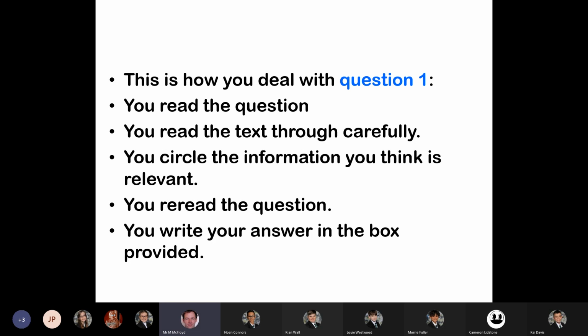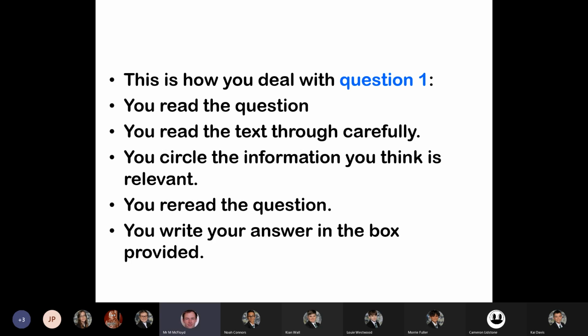Here then, before we see some examples, is how you deal with question 1, how you would successfully get all 3 marks. First of all, you read the question. You read it slowly, you read it carefully to make sure you understand what you are being asked. 2, you read the text through carefully, the article or piece of writing you were given, and what it is about and something about the characters in it. 3, you circle the information you think is relevant. So if the question asks, how much does Roger get paid? You simply find the bit of the article that tells you that information and you circle it.